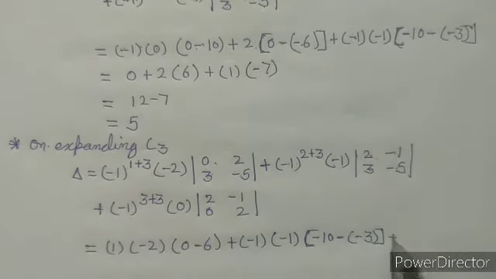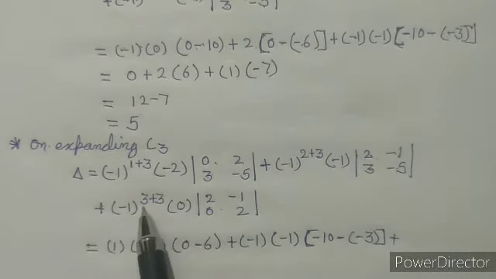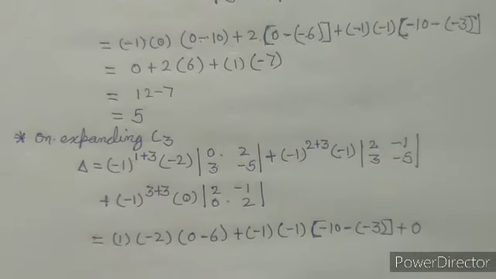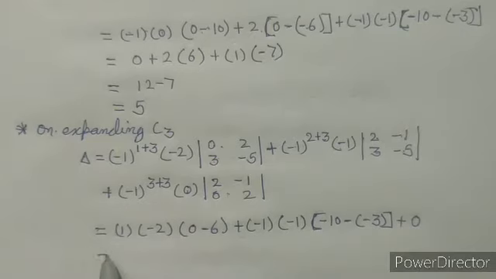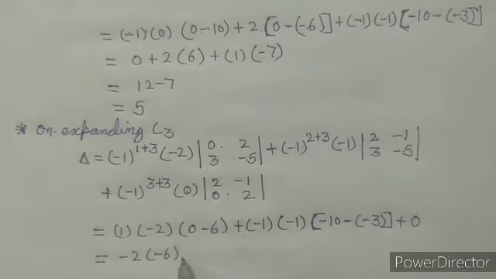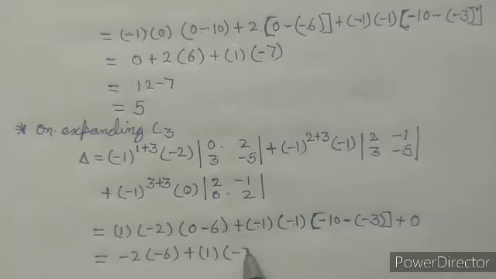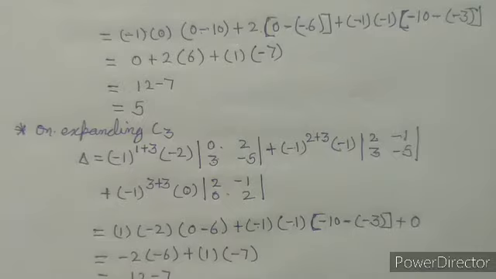Now plus, now if 0 is multiplied to any number, that will give us the answer as 0, so we can directly write it as 0. That will be minus 2 into minus 6, plus, now minus 1 into minus 1 will be equal to 1 into minus 10 plus 3, which is equal to minus 7. That will give us 12 minus 7, and that is equal to 5.